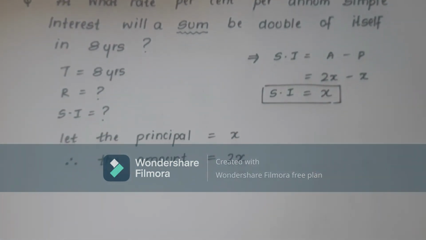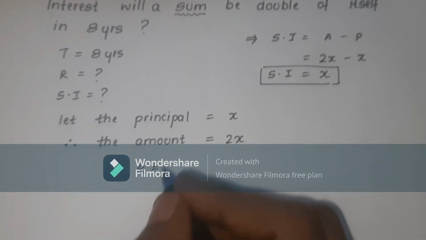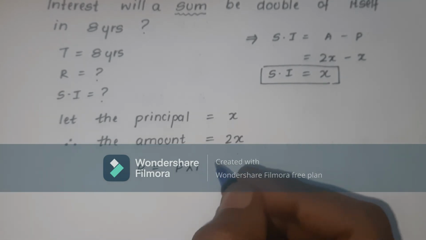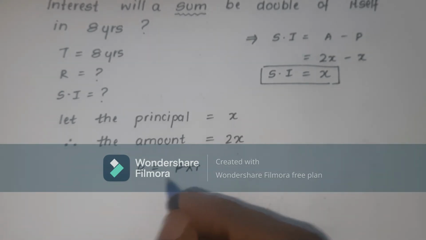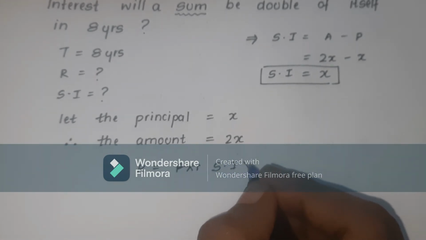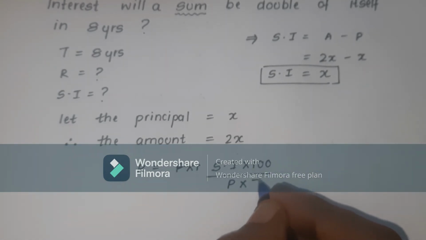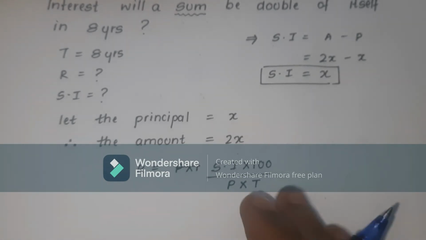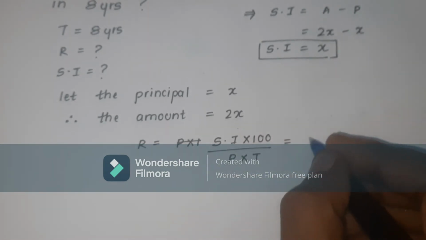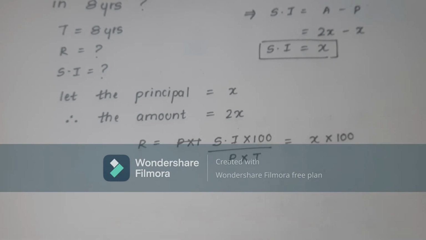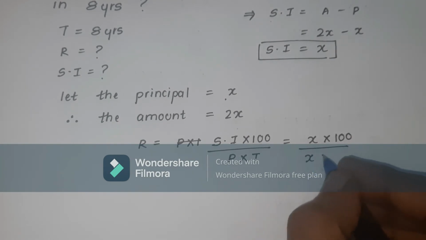Now I know the basic formula regarding the rate. What is the formula for rate, student? Rate is equal to simple interest into 100 upon principal into time, right, student? Now we know all the assumed values. Let us substitute the values. Now if you see, the simple interest is x, 100 is given according to the formula. The principal is how much, student? Obviously x we considered, no? Okay, x.